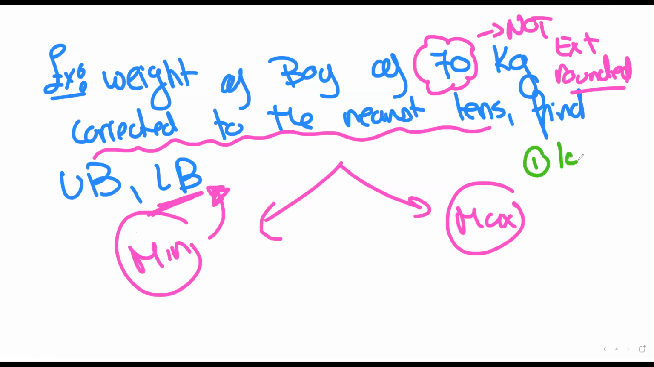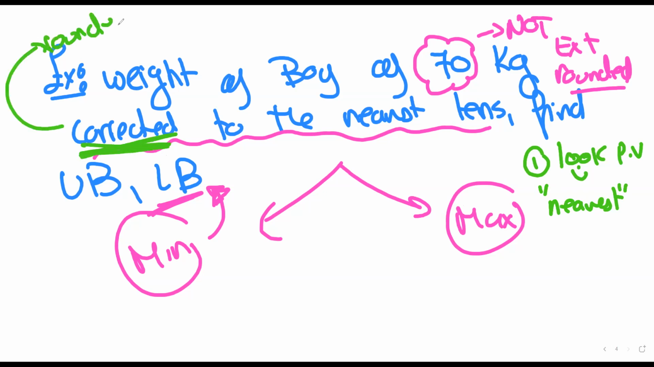أول حاجة أروح أدور على ال place value اللي مكتوبة بعد كلمة nearest. Now the first step is I go to the question. كلمة corrected دي يعني rounded, approximated. Corrected يعني rounded أو approximated. The first step is look for the place value after the word nearest. The place value after the word nearest is tens.